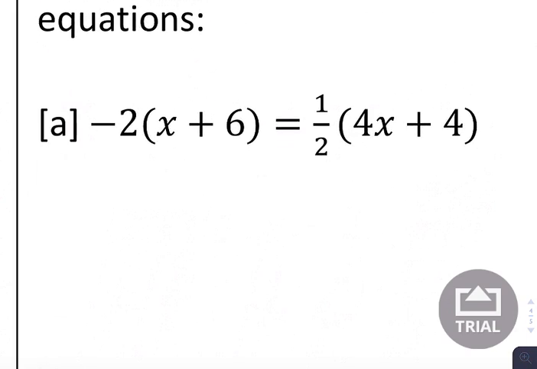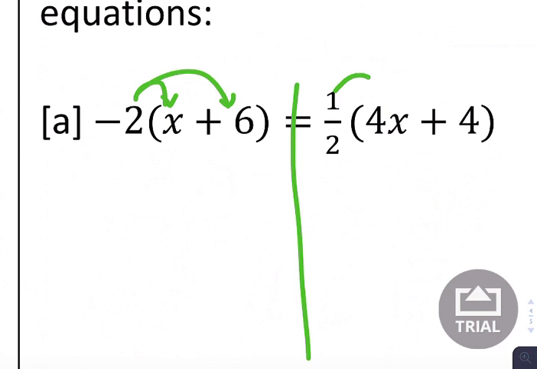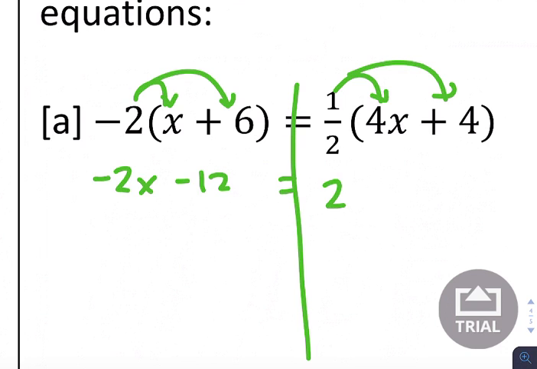Last one, let's do some equation solving. This kind of crazy looking thing is really not that crazy. You probably have to do some simplifying through distribution first. But once you do that and get negative 2x minus 12, we'll see that this side is just going to be half of 4x, which is 2x, and half of 4, which is 2.